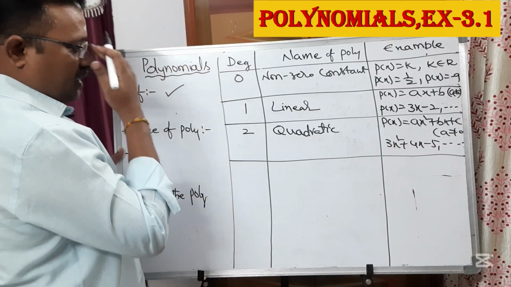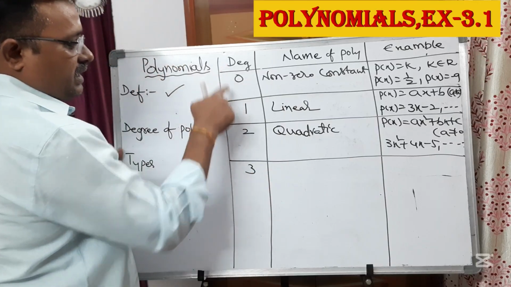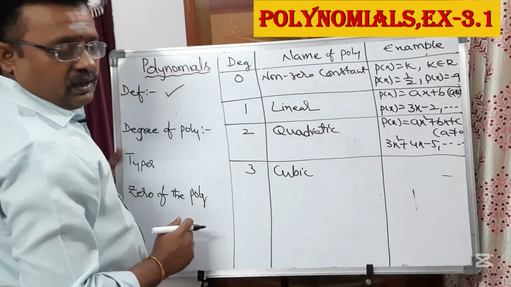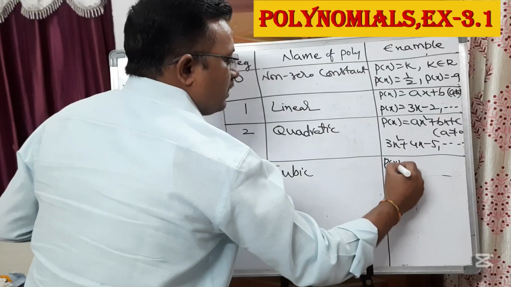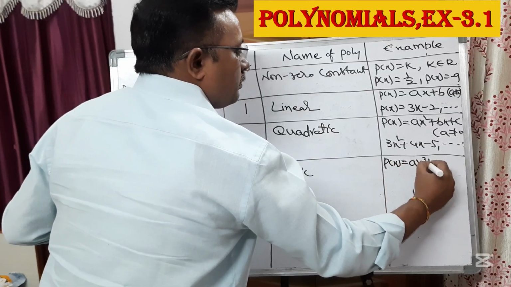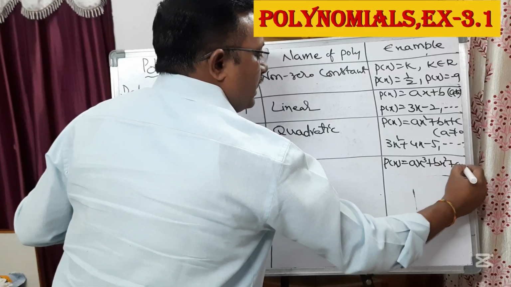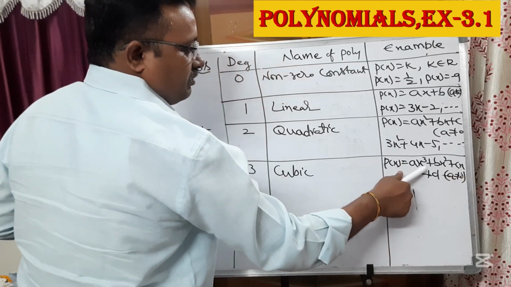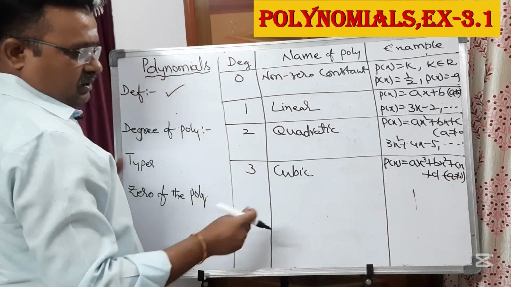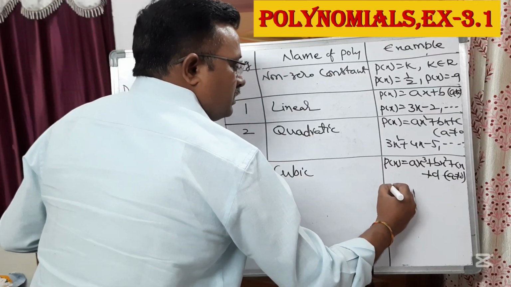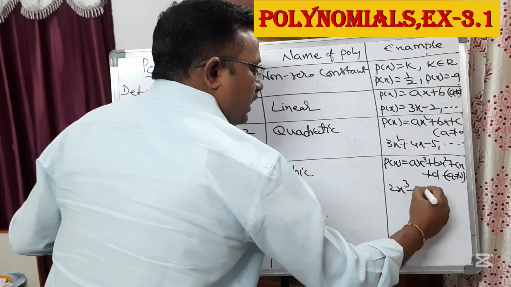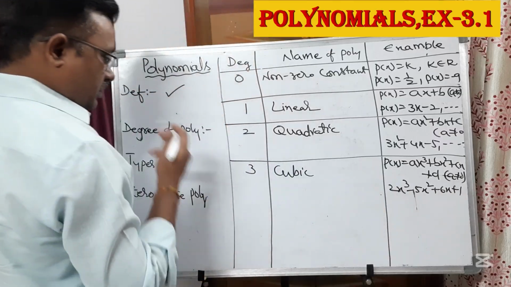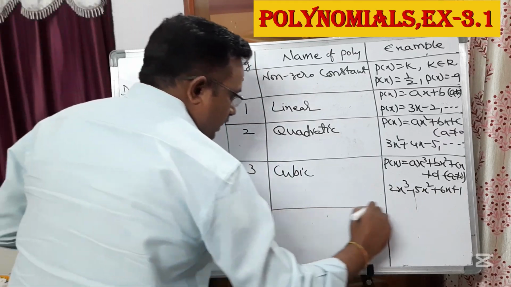Now if the degree is 3, that is called a cubic polynomial. The general form is p of x equal to ax cube plus bx square plus cx plus d, where a is not equal to 0. The coefficient of the highest power of the variable should not be equal to 0. Simple example: 2x cube minus 5x square plus 6x plus 1, and so on you can take. That is about cubic polynomial.